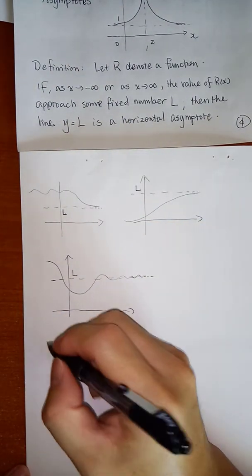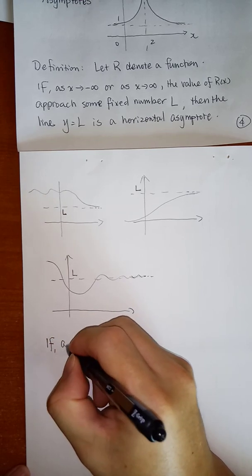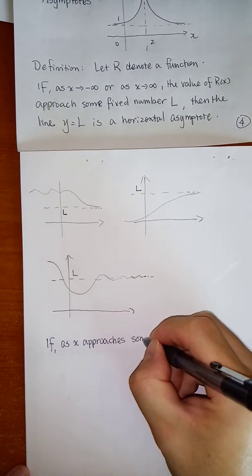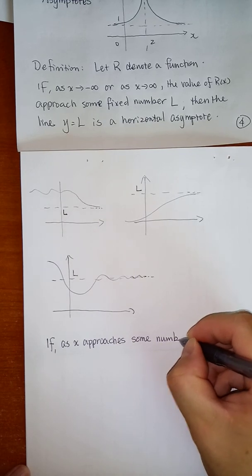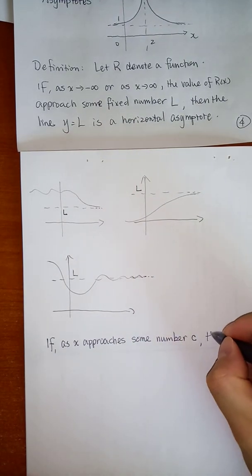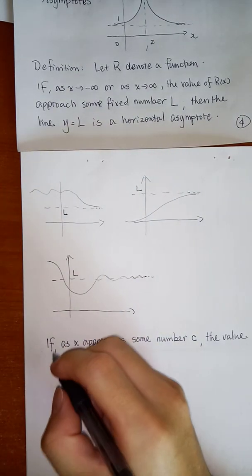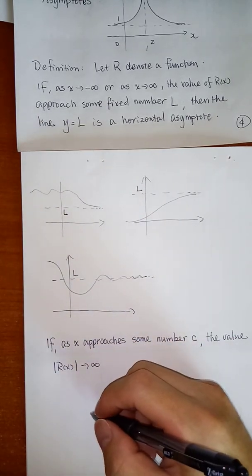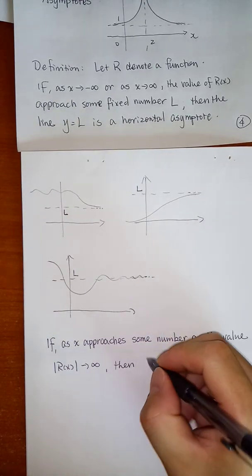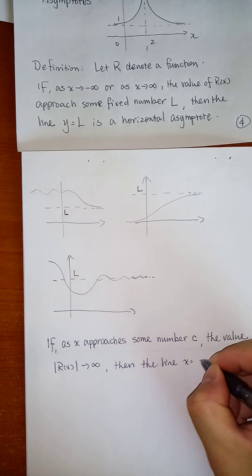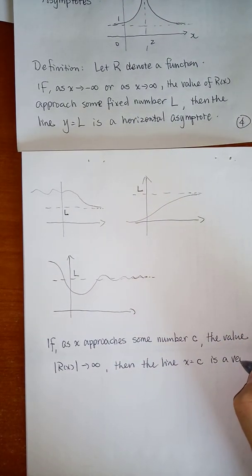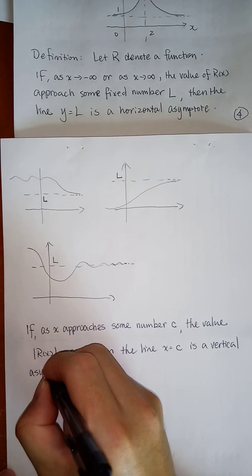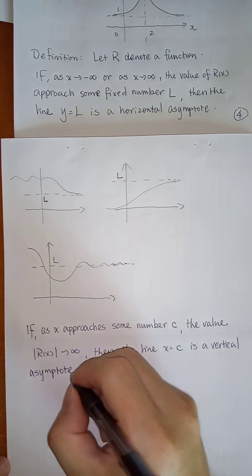What is the vertical version? If as x approaches some number c, the absolute value of r of x approaches infinity, then the line x equals c is a vertical asymptote of the graph.